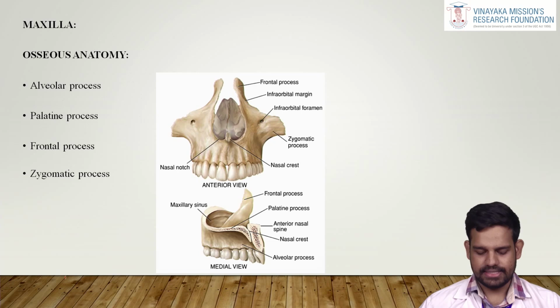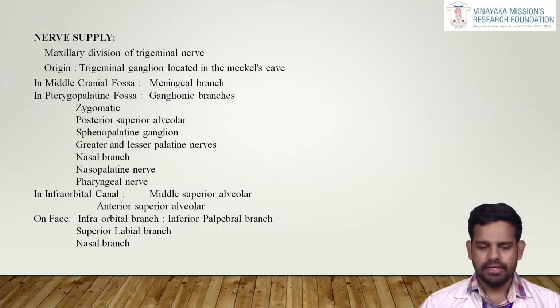The nerve supply of maxilla is from the maxillary division of the trigeminal nerve, which originates from the trigeminal ganglion, which is located in the Meckel's cave. It has the following branches. In the middle cranial fossa, it has the meningeal branch. In the pterygopalatine fossa, it has ganglionic branches, which include the zygomatic branch, posterior superior alveolar branch, sphenopalatine ganglion, greater and lesser palatine nerves, and nasal branch, nasopalatine nerve, and pharyngeal nerve.